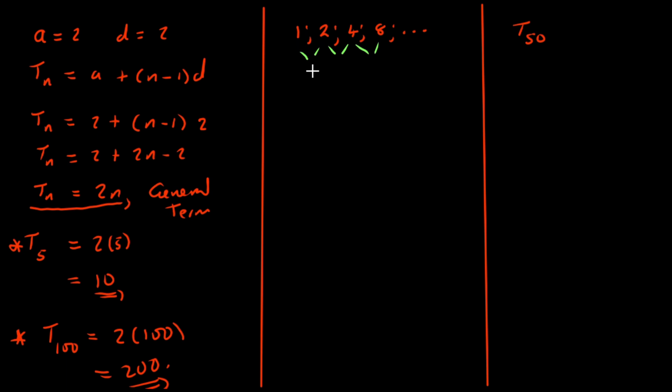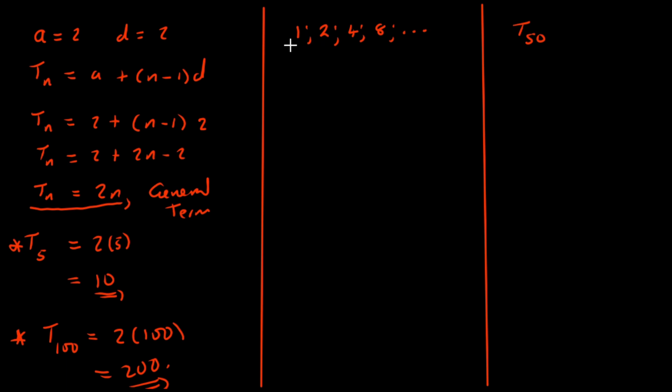So what's 2 minus 1? It's 1. 4 minus 2 is 2. 8 minus 4 is 4. Oh my goodness. It seems like it's not an arithmetic because we are not getting the same answer. So let's try something else. How about we divide?